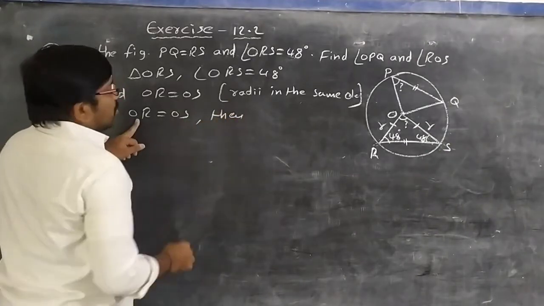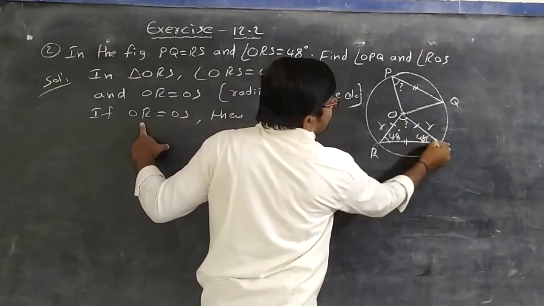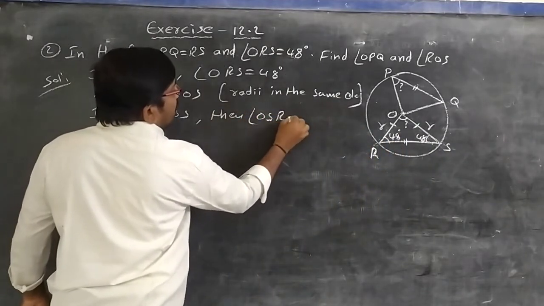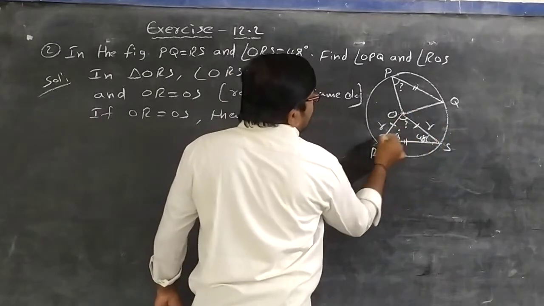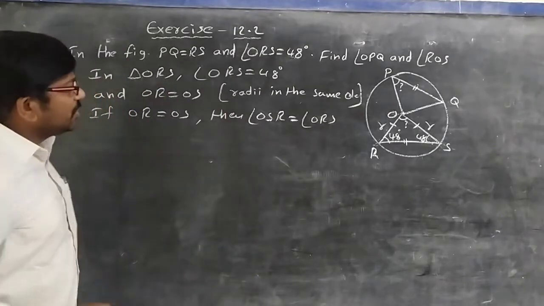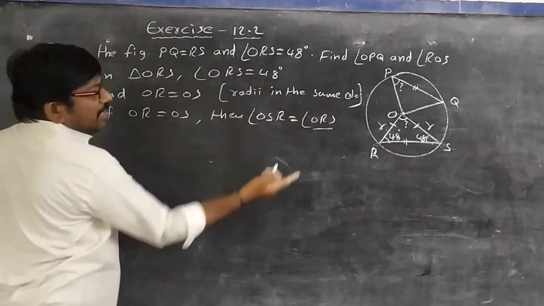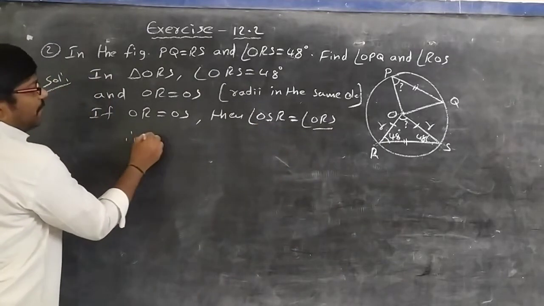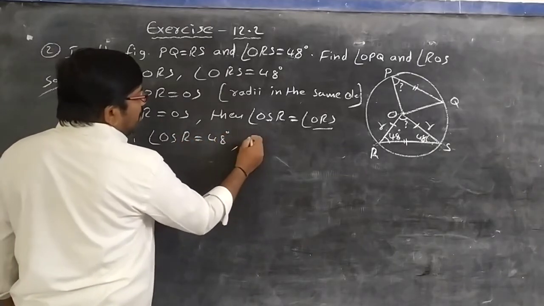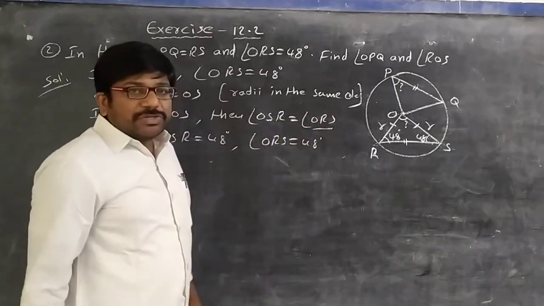Then the angle opposite OR is angle OSR. Angle OSR is equal to angle ORS. We know angle ORS is 48, so angle OSR is also 48. Therefore, angle OSR is equal to 48 and angle ORS is 48. That is given, right? So once again, listen.